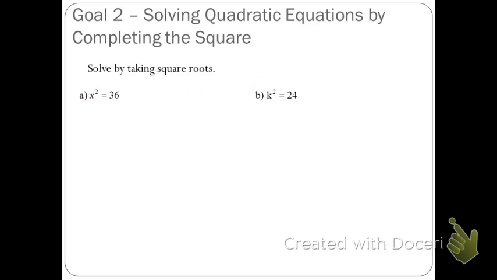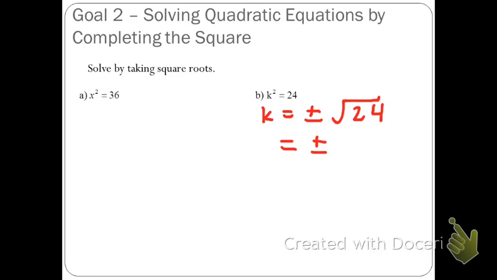The idea is pretty simple. If I have k squared equals 24, then I'm going to end up taking the square root of both sides, and that will give me k on the left side. I'm going to take the positive and negative square root of the constant. Now 24 is not a perfect square, so I'm going to leave my answer in radical form. Alright, not too difficult to do.